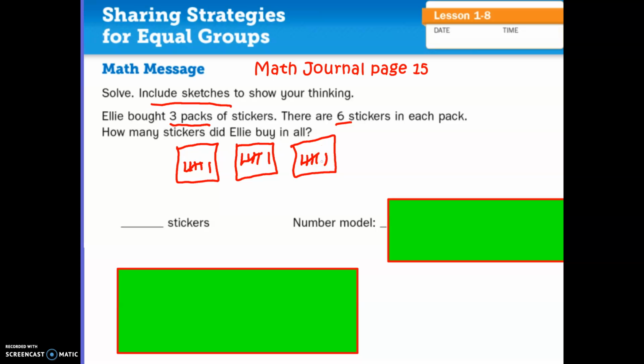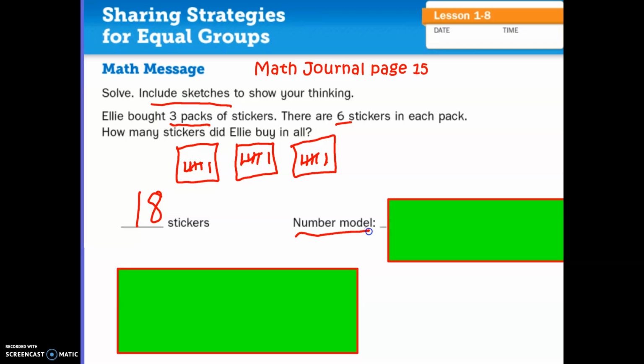Now, I chose to do tally marks because, like we talked about when we did our bar graph lesson, man, if it shows 5, it's just easier to count. So I can just say 5, 10, 15, 16, 17, 18. So Ellie bought 18 stickers in all.